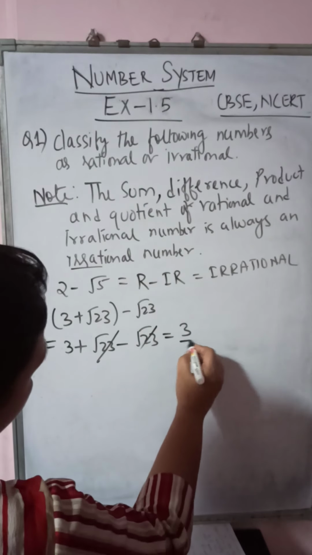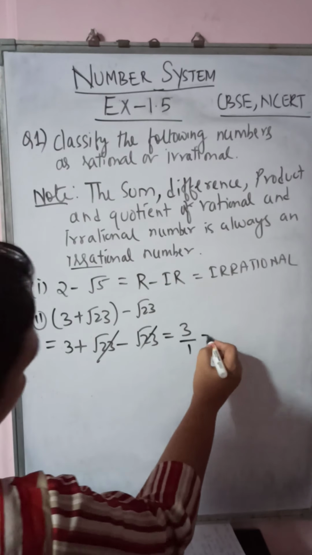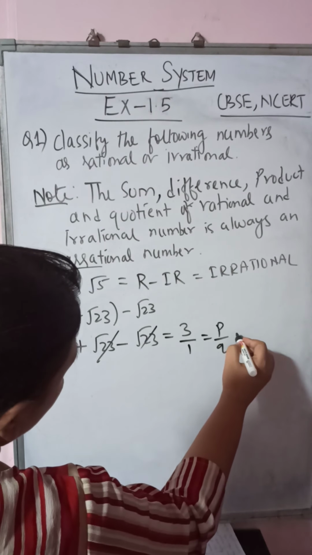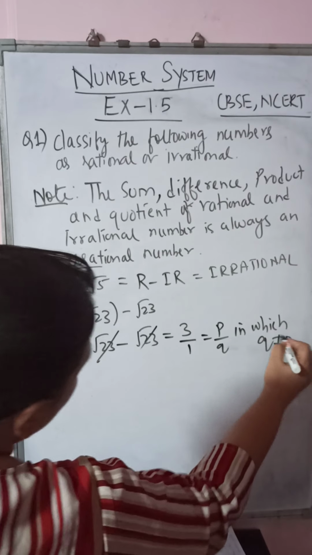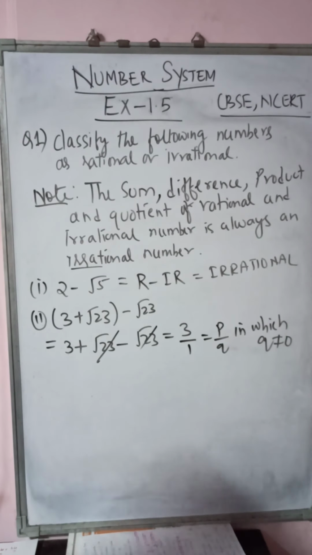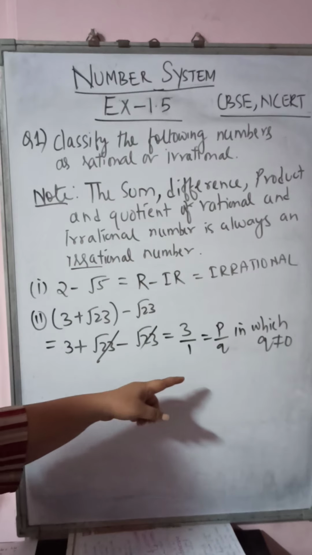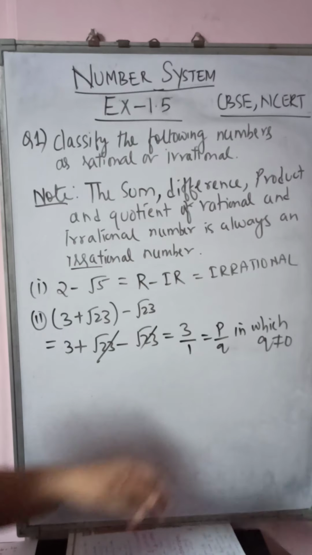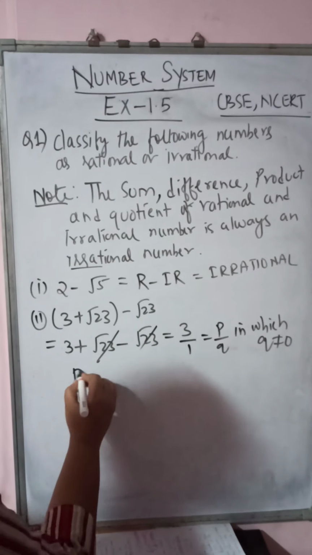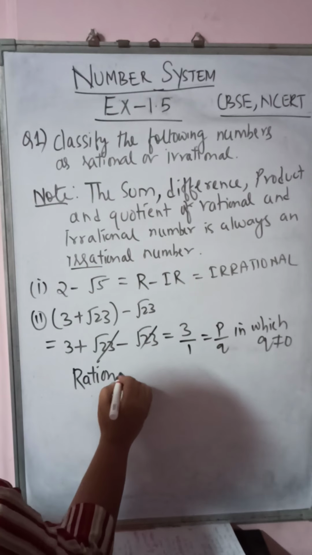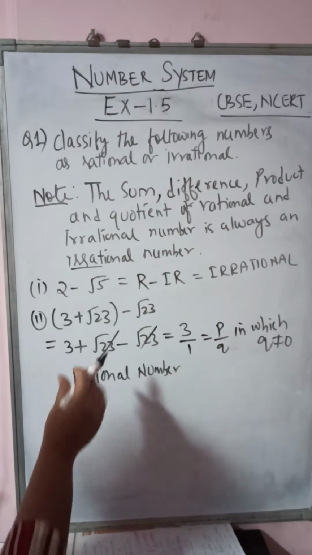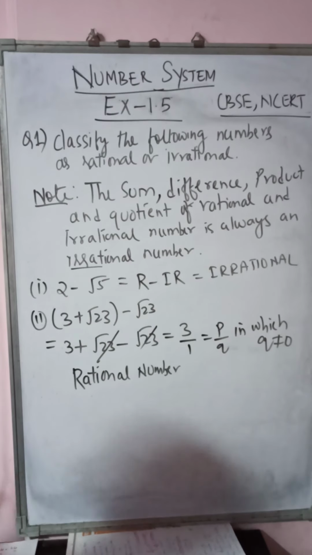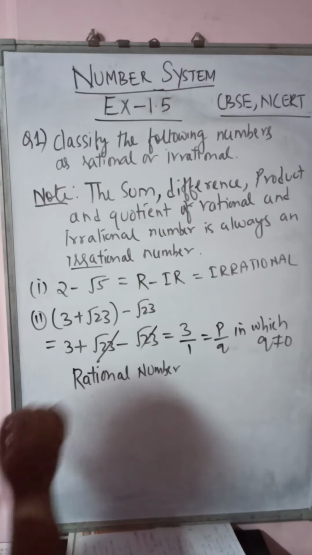So 3 can be written as 3 by 1, which is equal to P by Q, in which Q is not equal to 0. The number which can be written in the form of P by Q, where Q is not equal to 0, is a rational number. So this is a rational number. Why? Because here we are talking about two terms which are both irrational.